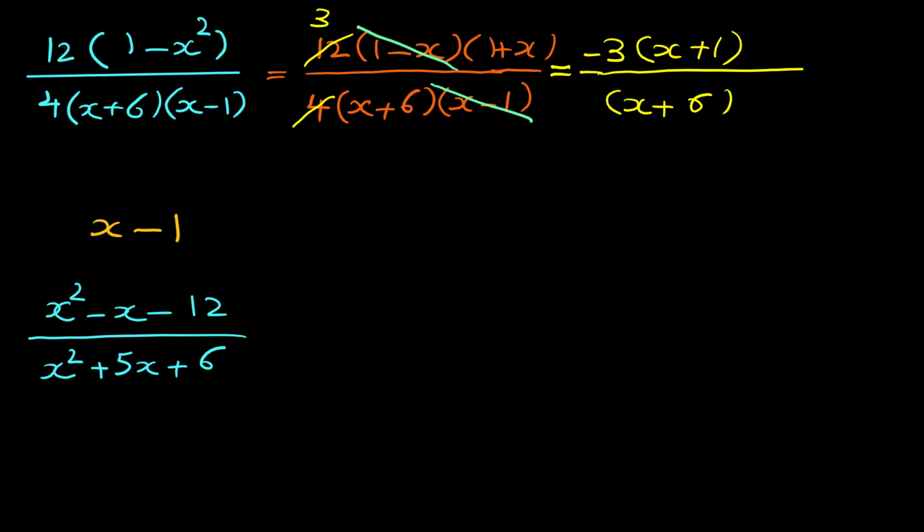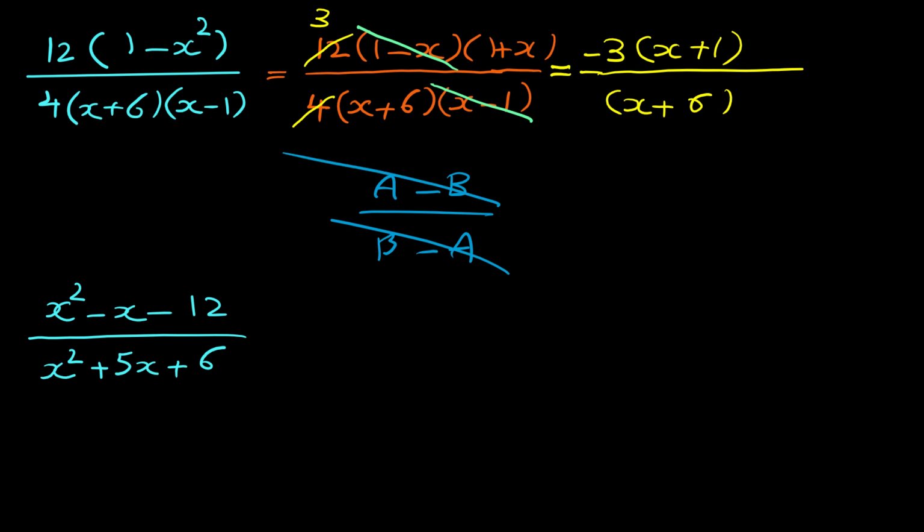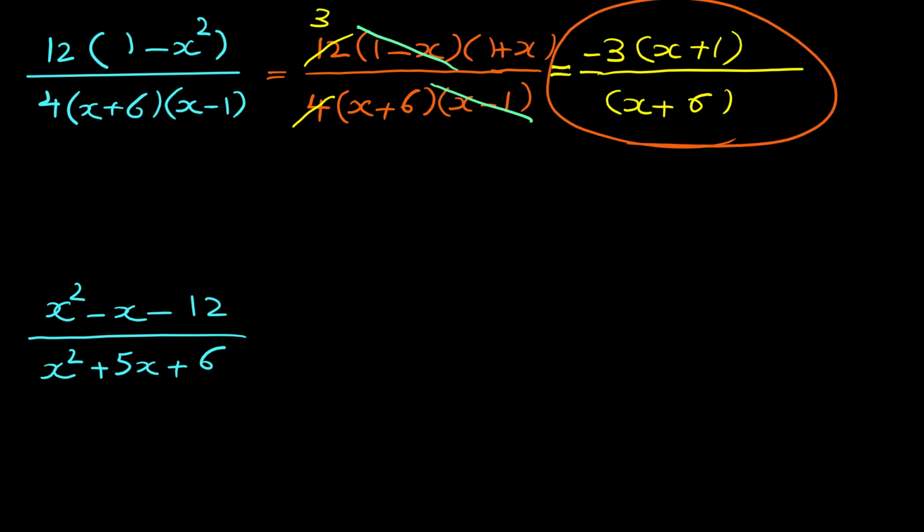So this is the important thing that we learned from this question. Whenever we have an expression like a minus b, and in the denominator we have the negative of that, which is b minus a, we can cancel these two, but in the answer we have to put a negative, basically a negative 1. And this is the final answer for this question.